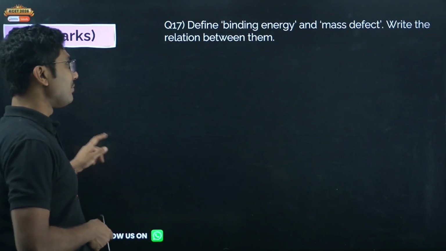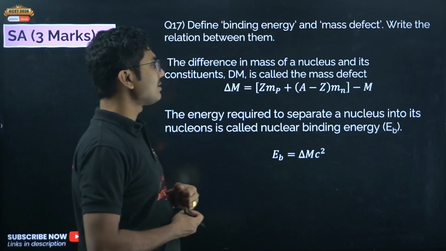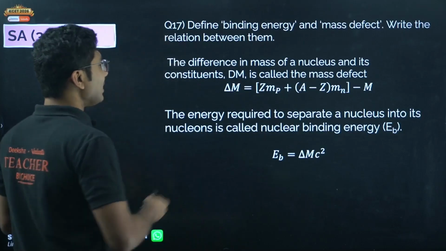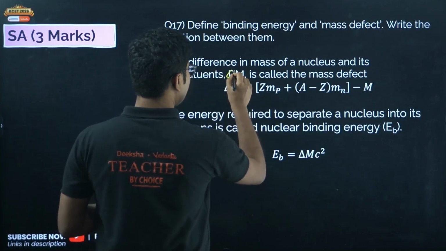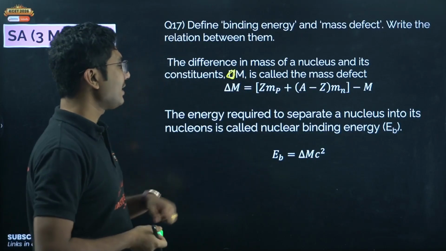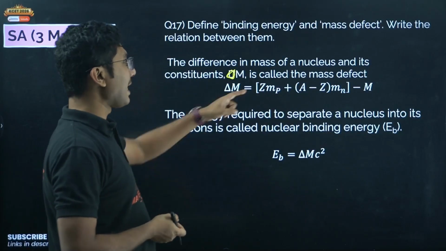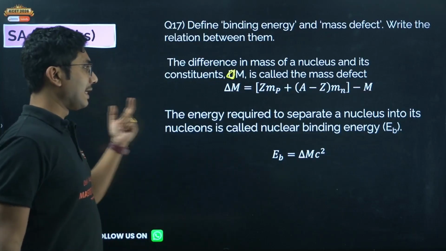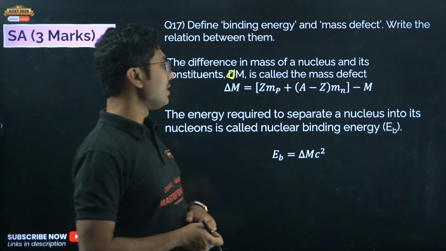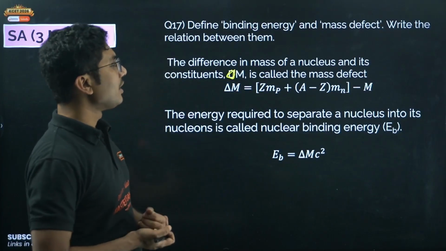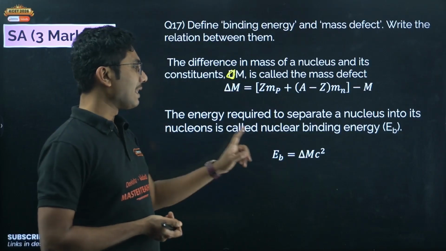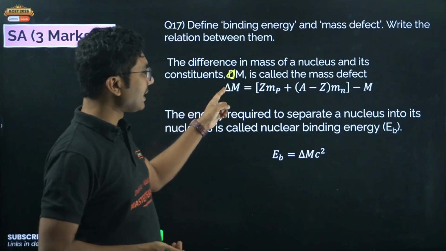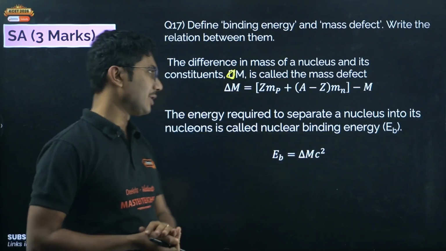Next is define binding energy and mass defect. Write the relationship between them. The difference in mass of nucleus and its constituents, delta m, is called the mass defect. So delta m equals Zmp plus (A minus Z)mn minus M. The energy required to separate a nucleus into its nucleons is called nuclear binding energy, EB, that is EB equals delta m c square, right? So if you calculate delta m, you can calculate the binding energy as well.